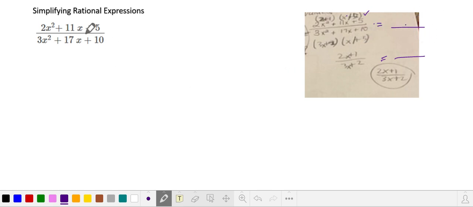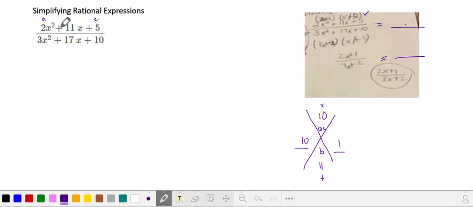Okay, let's do the one on top. This is your A, this is your B, and that's your C, just to remind you. I'm going to do this one for the numerator. If you have an A that is not equal to 1, then you put the AC in here and the B in there. The AC will be 2 times 5, which is 10, and your B is going to be 11. So we need two numbers that multiply to 10 but add to 11. Those are 10 and 1.